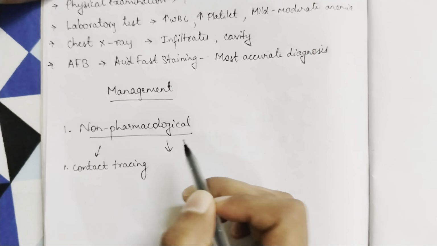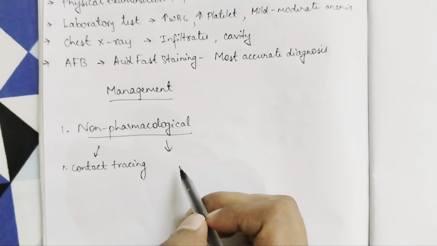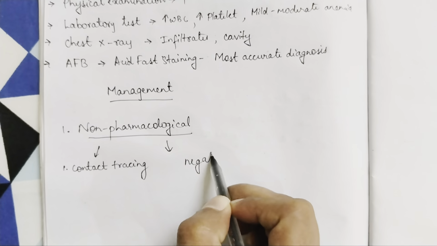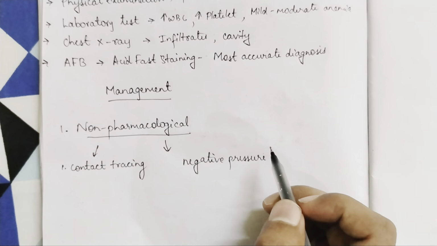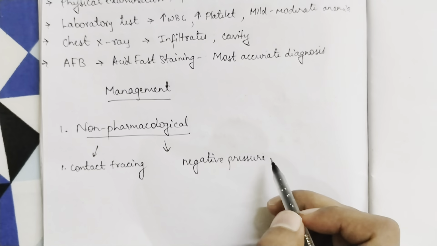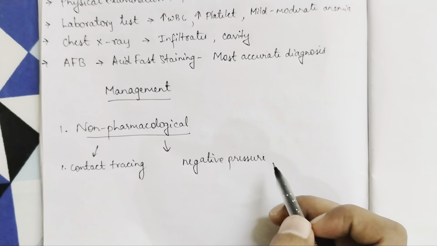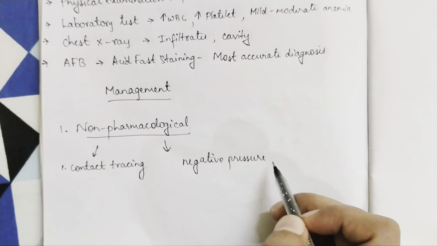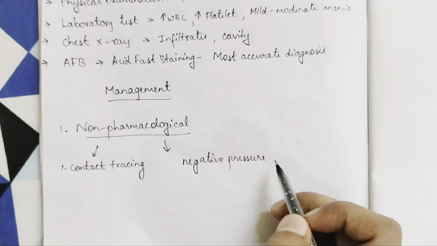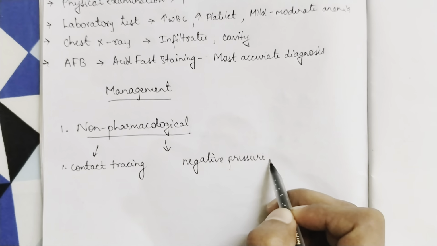And the second one is when the patient is presented into the hospital, the patient has to be put in a negative pressure room. What is a negative pressure room? The air will come from outside to inside in the ward, but not from the inside of the ward to the outside. The reason is simple. We don't want the infection to spread from one room to the other room and into the hospital. We don't want hospital acquired tuberculosis. So let the air come from outside into the inside of the room.